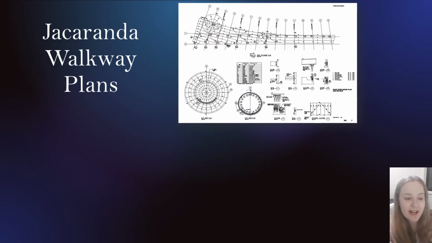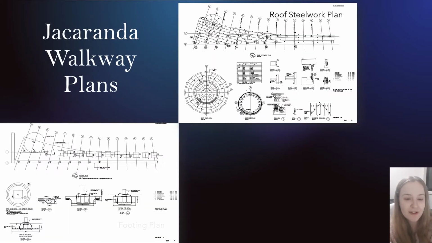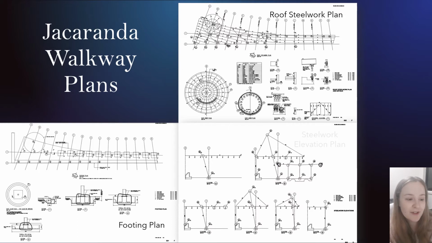The team was provided with a set of design plans for the Jacaranda walkway structure. The footing plan, roof steelwork plan, and steelwork elevations plan were consulted extensively to develop an accurate Strand 7 model of the walkway. The plans were imported into AutoCAD where they could be effectively dimensioned with high accuracy for input into Strand 7.